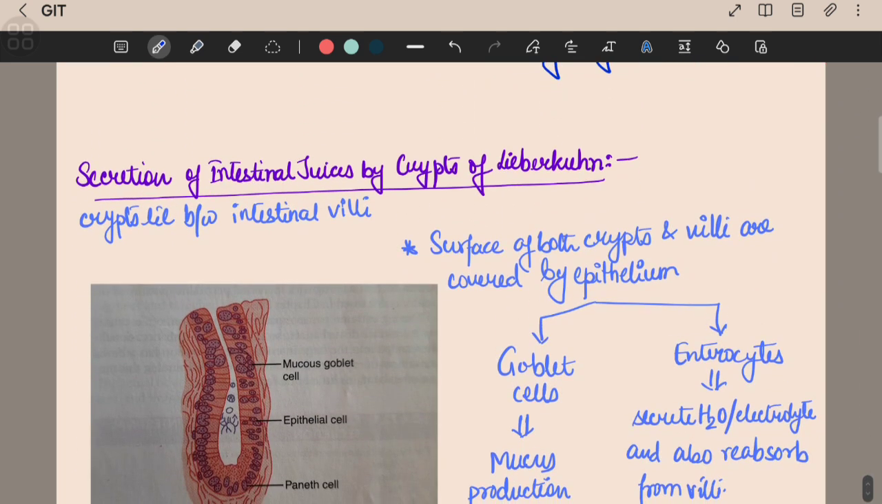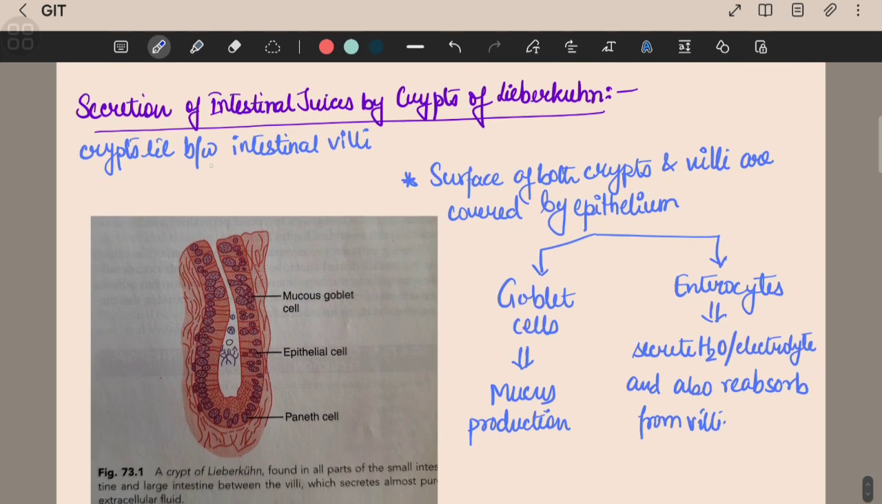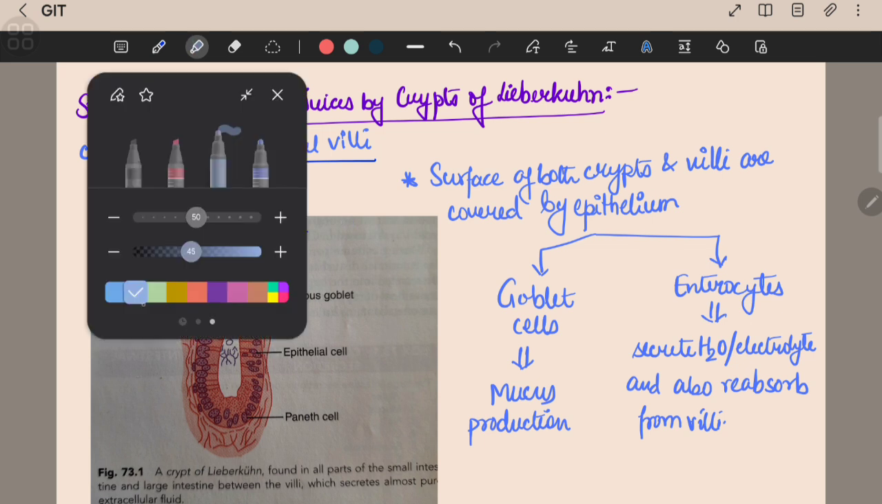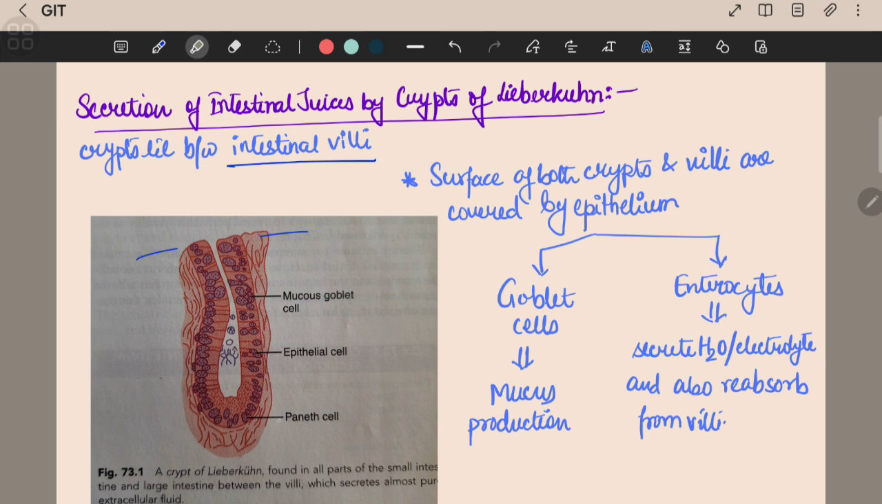Now secretion of the intestinal juices by the crypts of Lieberkühn. What are these crypts of Lieberkühn? These are lying between the intestinal villi. These are basically certain projections into the cells. You can see that these projections have certain cells like the Paneth cells, then we have the epithelial cells, then the mucous goblet cells. So these cells are basically causing this secretion.